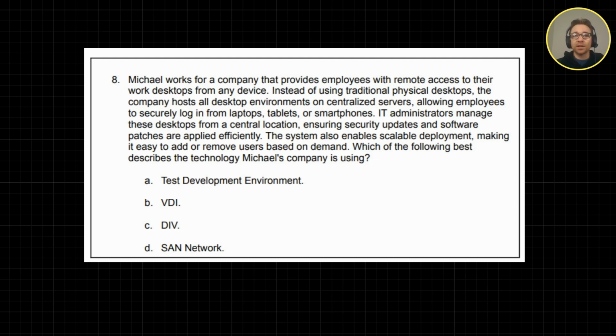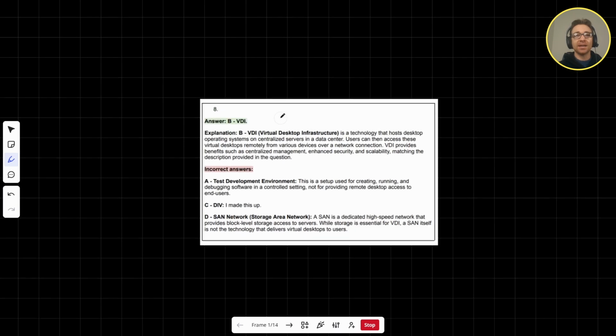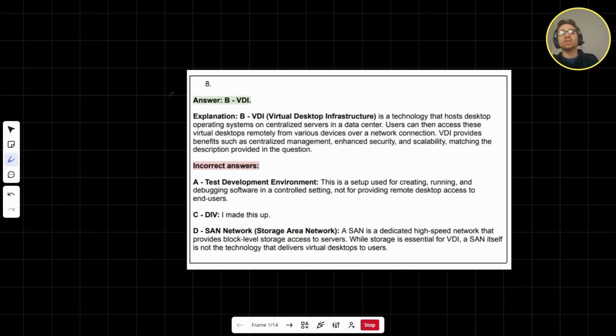A, test development environment. B, VDI. C, DIV. D, SAN network. Pause the video if you need more time. Your answer's coming in 3, 2, 1. Here we go. It is B, VDI, Virtual Desktop Infrastructure.